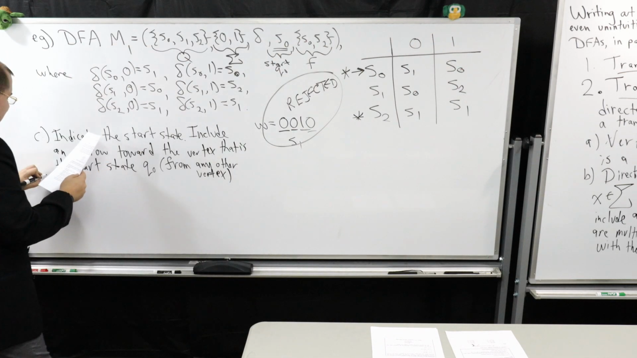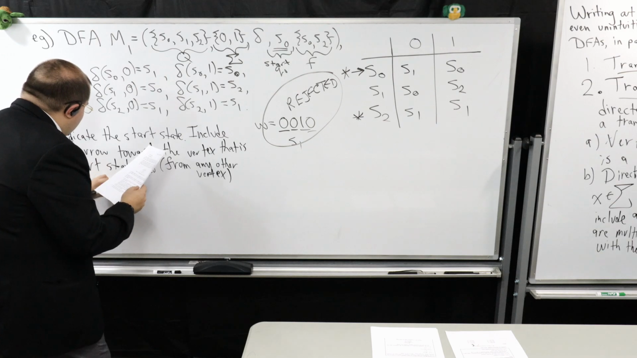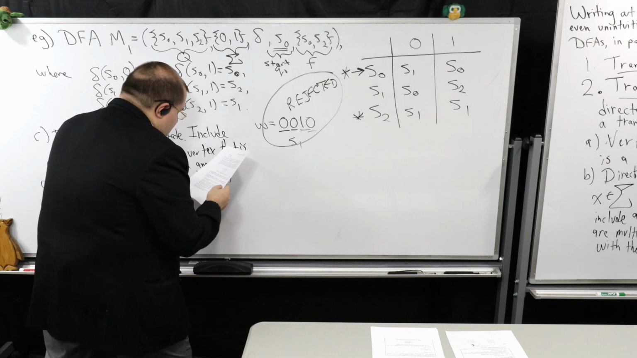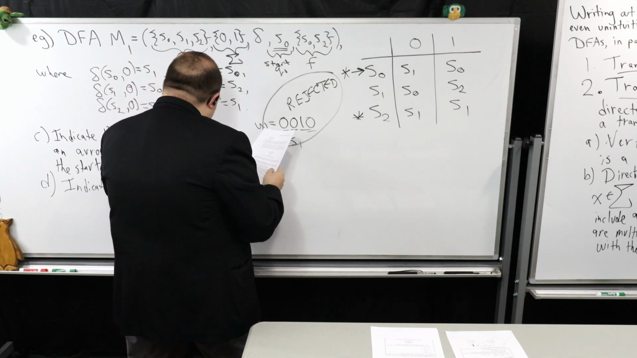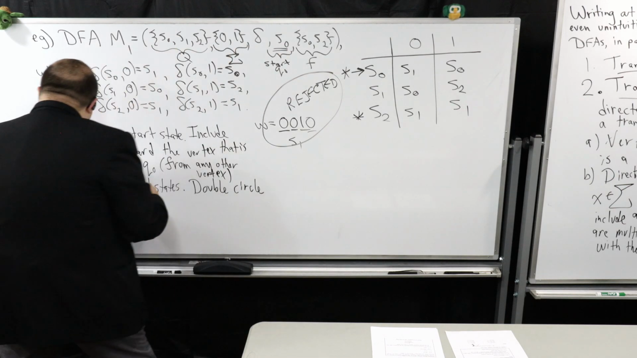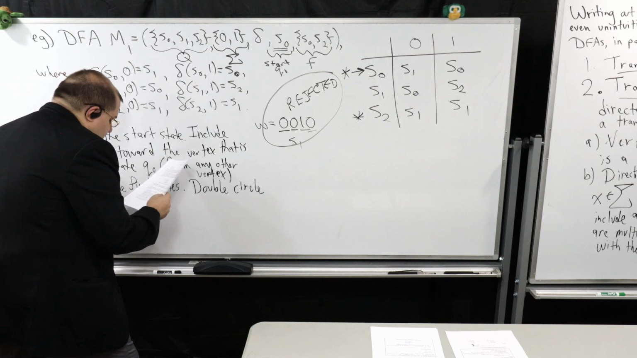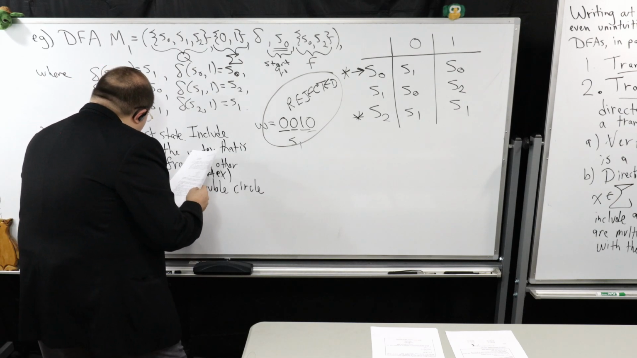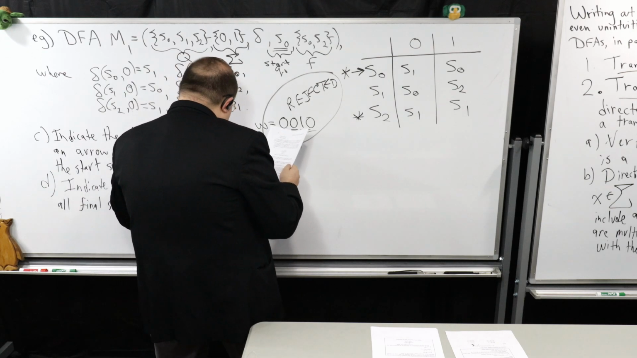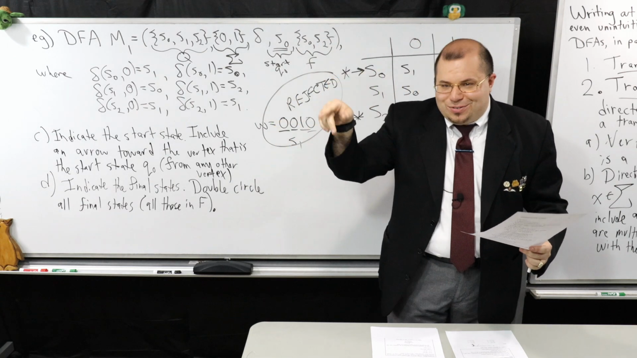And this is what I consider my favorite one: you have to indicate the final states. So all you're going to do is double circle all final states, all those in F. You'll see what I mean by double circle in a moment. It's worth noting that all the other states are just going to be single circles.